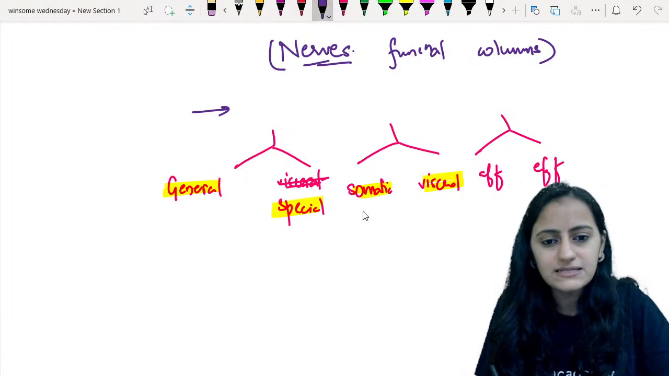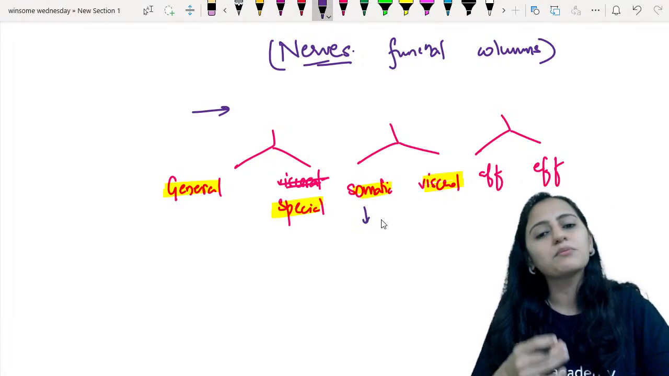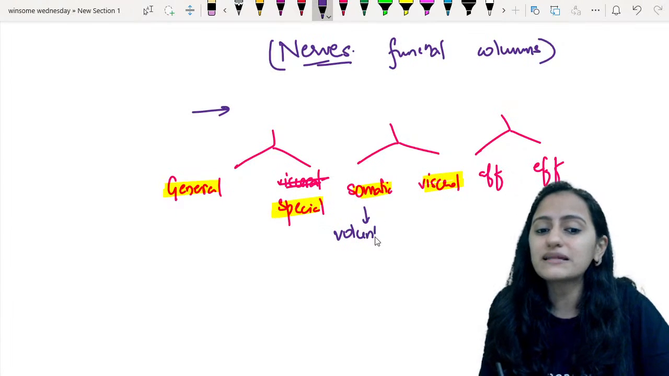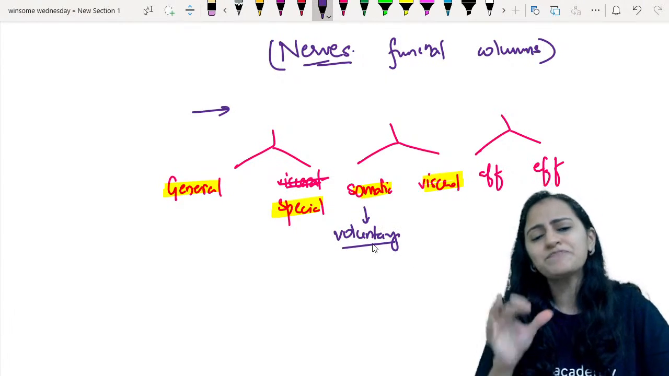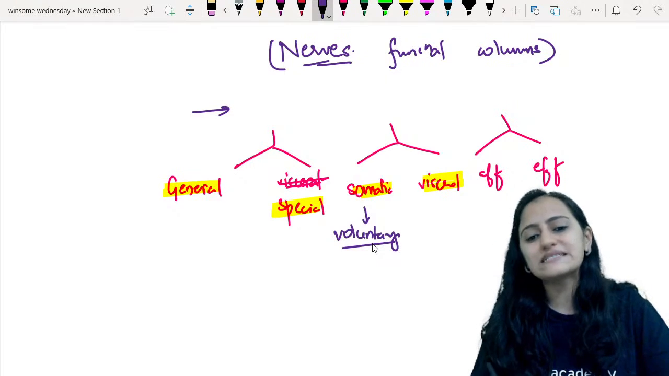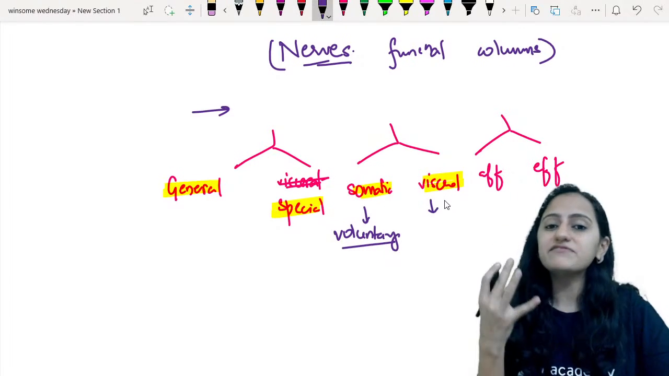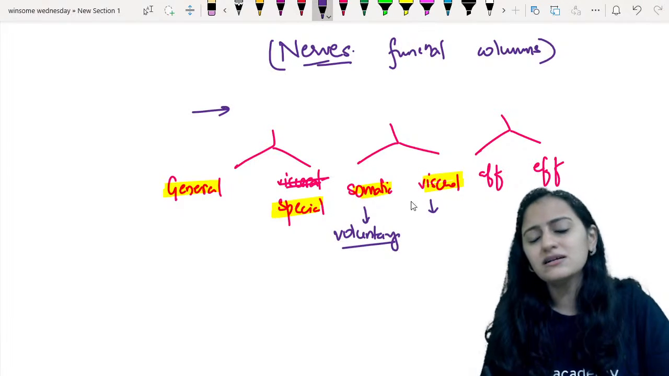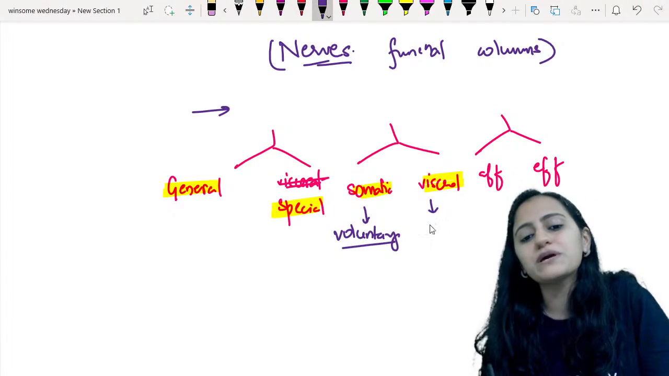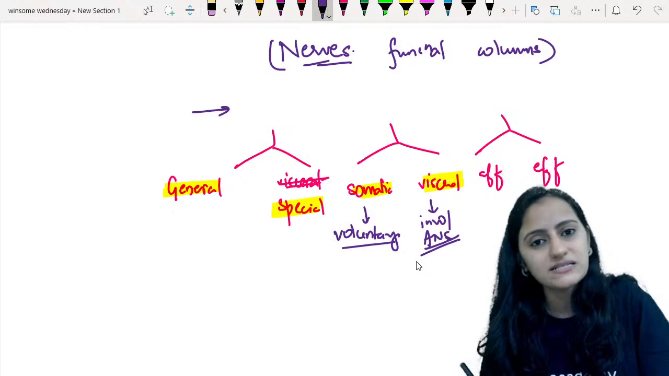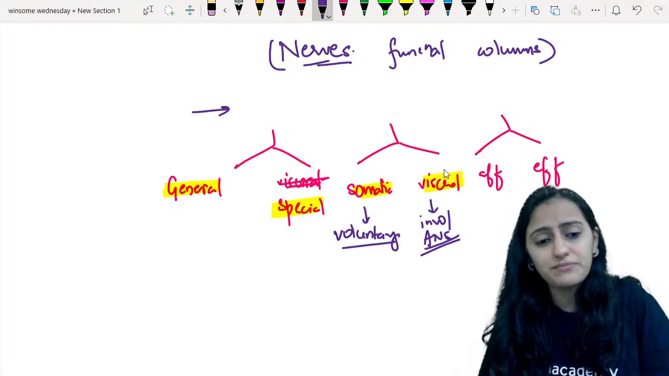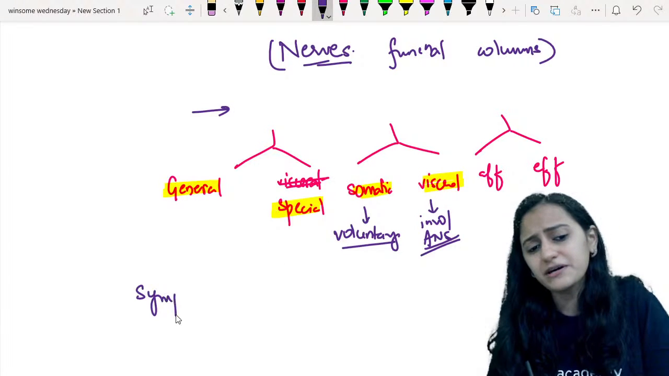What do we mean by these terms? Somatic means basically your voluntary control. Somatic matlab body. Soma matlab body. So they are under the voluntary control. When we say visceral, they would be your involuntary or basically your autonomic nervous system, the parasympathetic one. Not the sympathetic, that will not come here. Why will the sympathetic not come here?